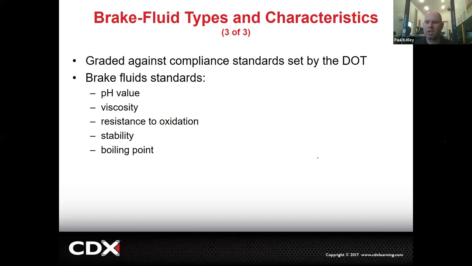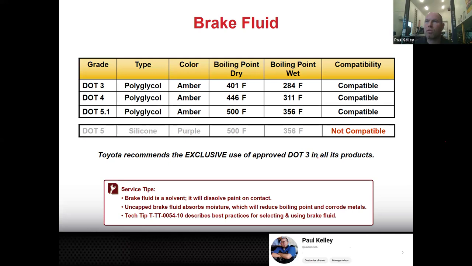And then it needs to be stable over time, and the boiling point has to be considered. So they look at all these things to make sure that it's compliant. For example, DOT 3, they make of polyglycol. It's amber colored. The boiling point, if it has no water in it, is 401. So that's pretty good. But if it's contaminated with water, that can drop all the way down to 284.